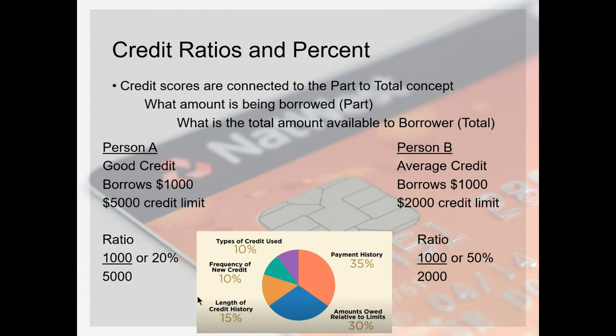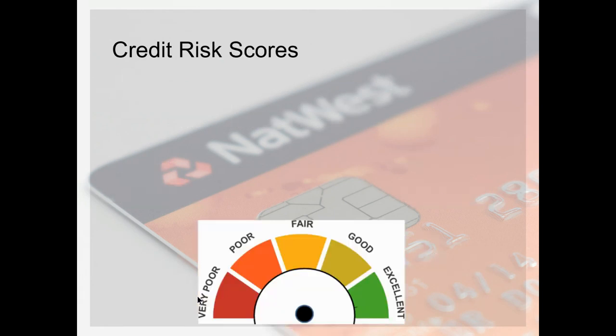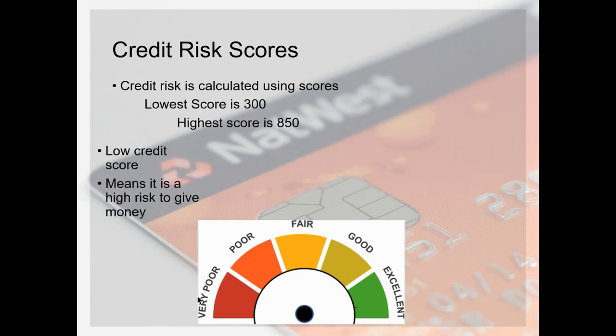So factor one is the ratio, the credit ratio, how much is being used. Then factor two, credit risk. So you look at the scores. So credit risk is calculated using the scores. So the lowest score on the credit scale is 300. The highest score is 850. So it's like a perfect score. This person, if you give them money, they're most definitely going to give you that money back without any interest.